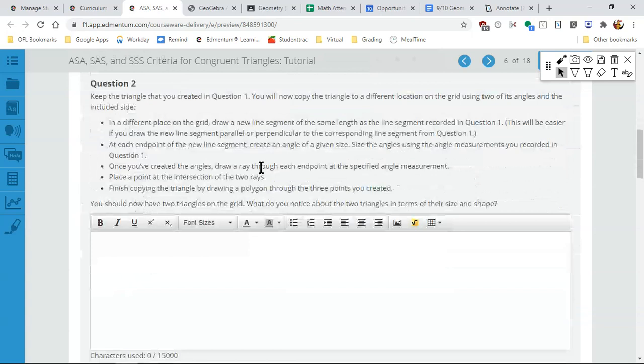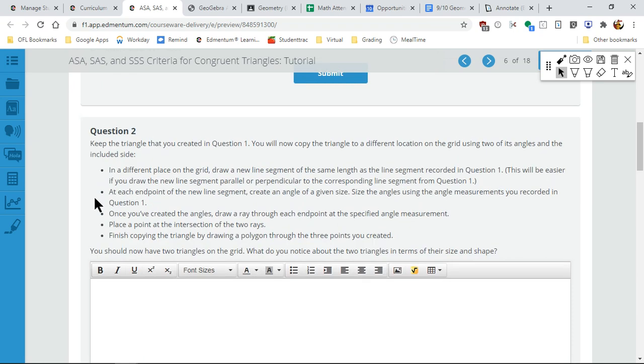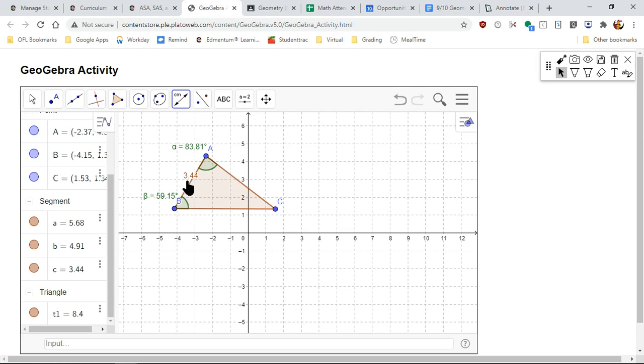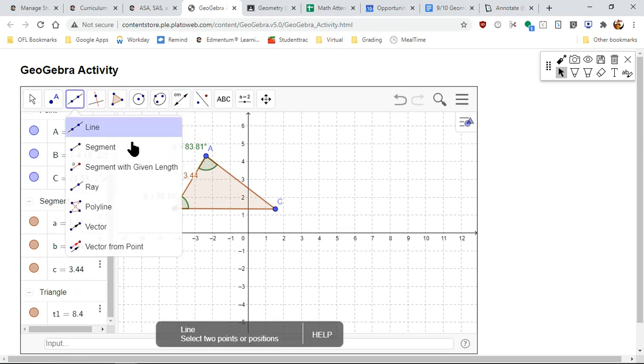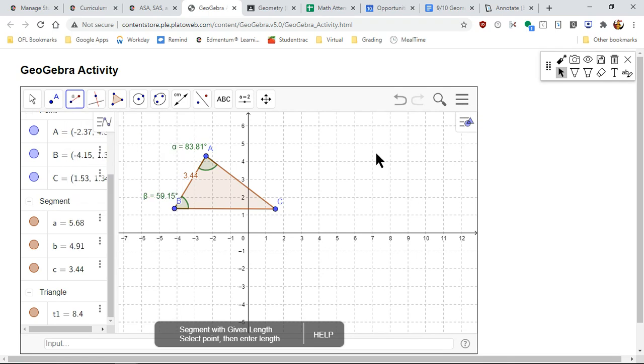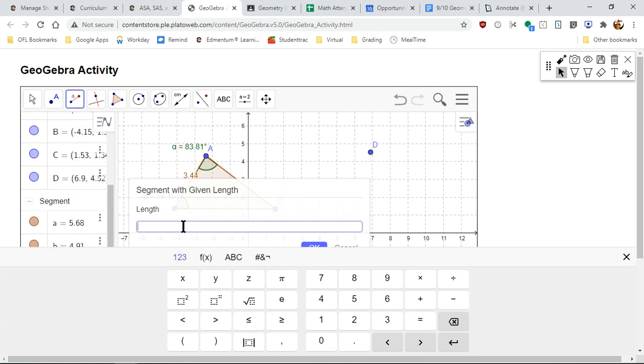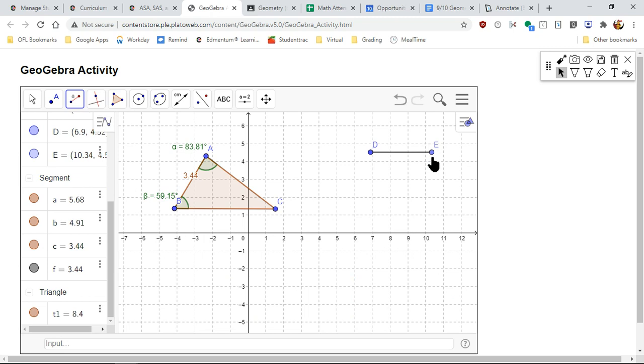All right, so now keep the triangle. In a different place on the grid, draw a new line segment with the same recorded segment. So we're going to do the same line. This will be easier if you draw a segment parallel or perpendicular. So what I would do is draw a segment with a given length, just to make this easier. You go here and say given length, so 3.44. This one is guaranteed to be the same length.